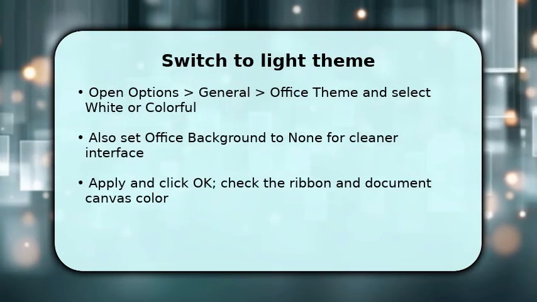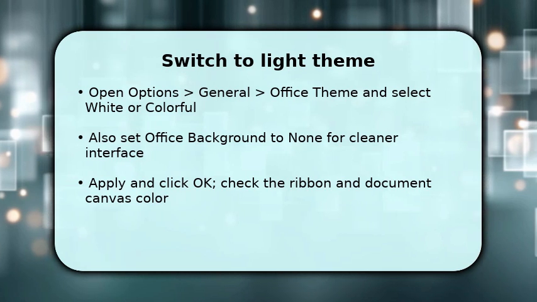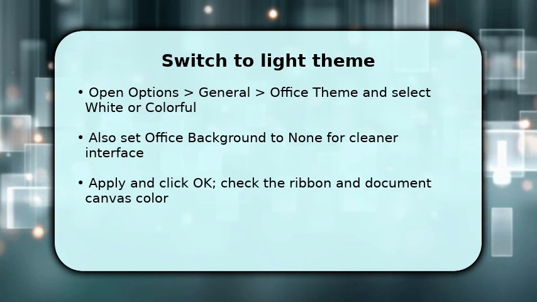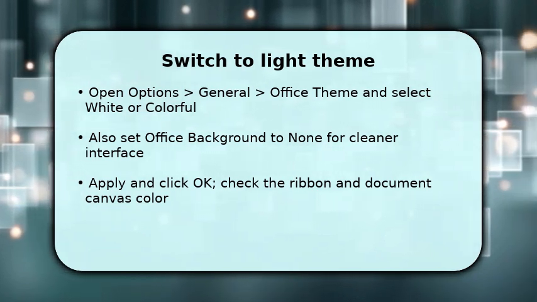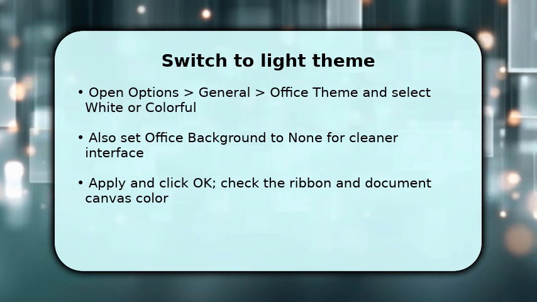Now you'll change the theme itself. In Options under General, find Office Theme and select White or Colorful. White gives a classic light interface while colorful adds accent colors. Also set Office Background to None so there's no patterned header. Apply the change and click OK.